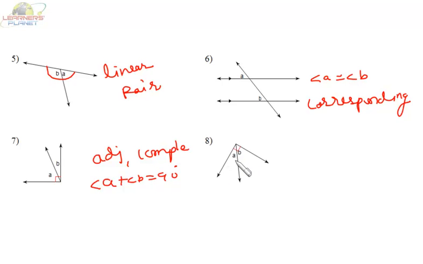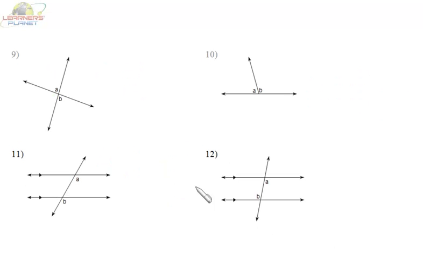Similarly over here we can say angle A and angle B will be adjacent since they have a common arm and common vertex, and angle A plus angle B is 90 degrees. Further, over here we see the sign of a right angle, so they are complementary also. Okay, now further we see a shape of X over here. So angle A and angle B will be vertical angles and angle A will be equal to angle B.